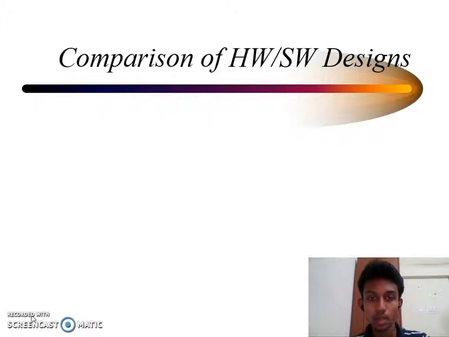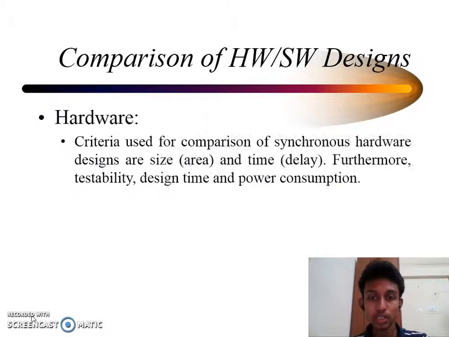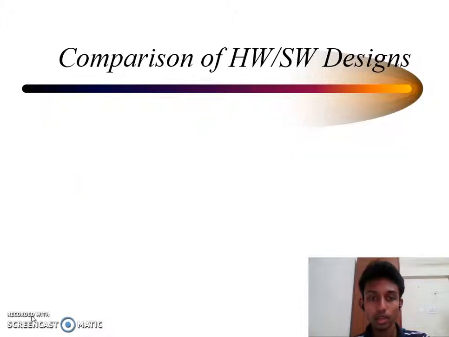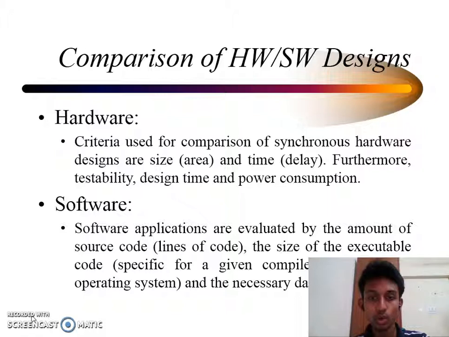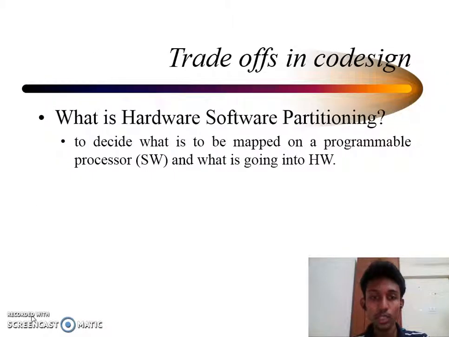Okay, so here is the general criteria on which hardware and software trade-offs are performed, keeping design constraints in mind. Criteria used for comparison of synchronous hardware designs are size, which is area, and time, which is delay. Furthermore, we can use testability, design time, and power consumption to add more value to our design. Software applications are evaluated by the amount of source code, the size of the executable code, and the necessary data size.